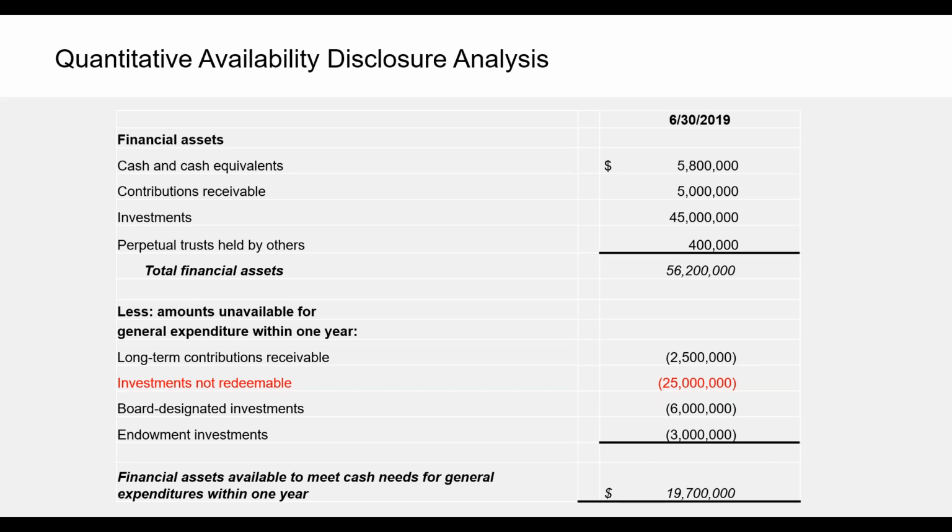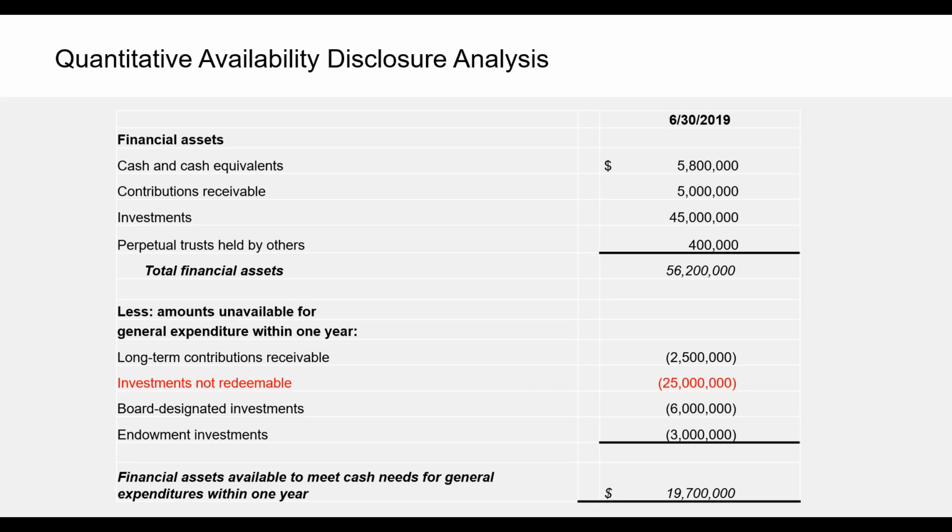And you can see the third asset, investments. So this particular organization has $45 million of investments, but in red, you can see we're deducting off $25 million of that because those assets are locked up. They're not redeemable, they can't be used. So they're telling a reader, really your net position of liquidity available to meet needs is much less.